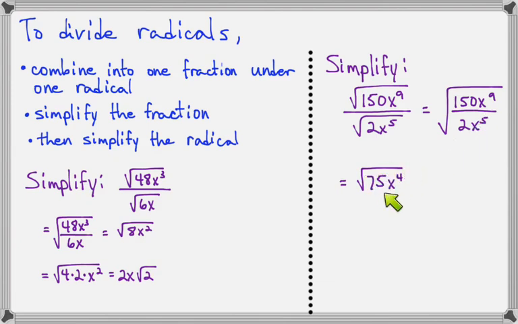Now we can simplify this radical. So 75 is going to be 25 times 3, and of course we've got x to the 4th there. And since x to the 4th is an even exponent, it'll be easy to simplify. So the square root of 25 is 5. The square root of x to the 4th is x to the 2nd. And this 3 will be the only thing that stays under the radical.